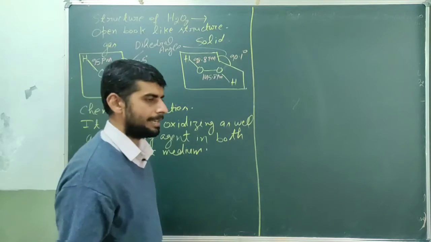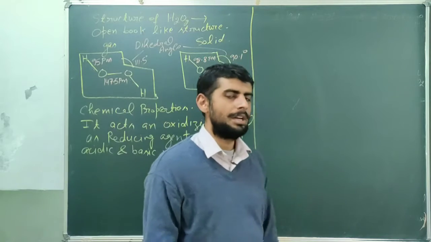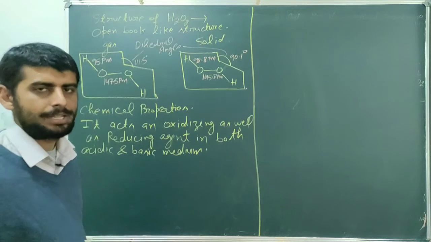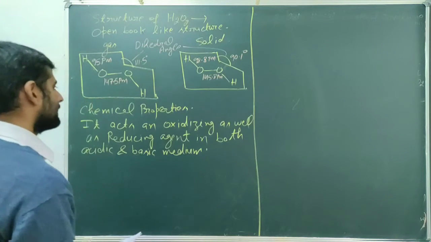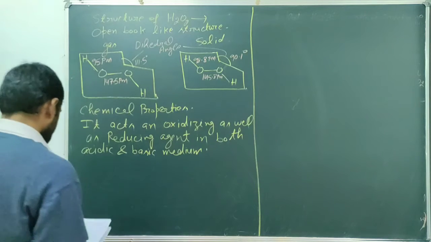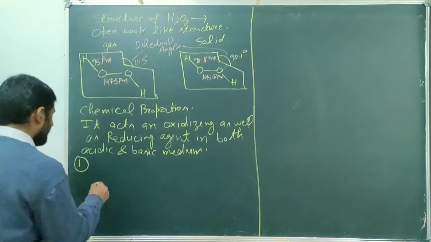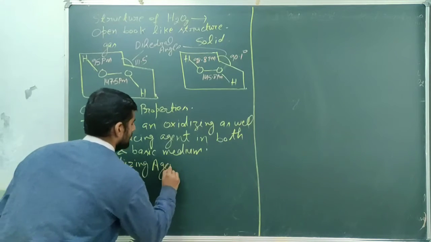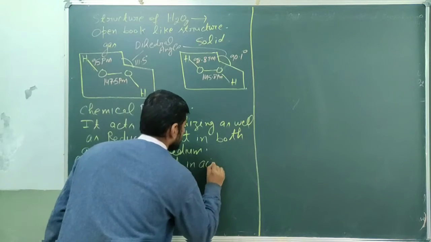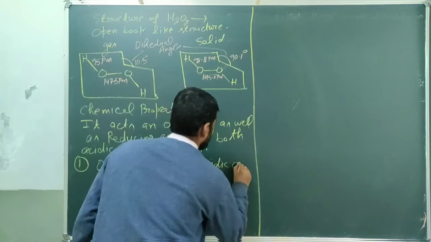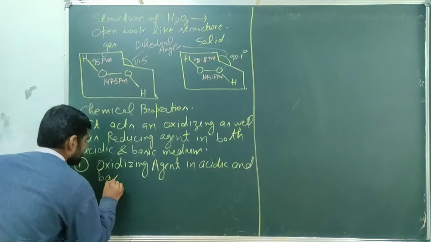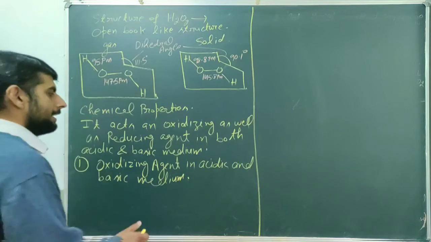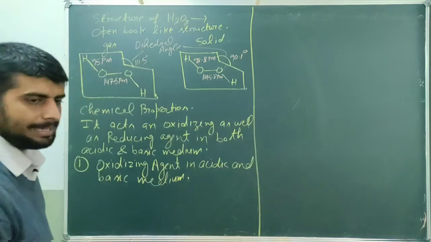But in redox reactions, a reaction may be occurring in acidic medium or in basic medium. So H2O2 can act as both oxidizing and reducing agent, whatever medium you take. First, oxidizing agent in acidic and basic medium. Now we'll see it will act as an oxidizing agent in acidic as well as basic medium.